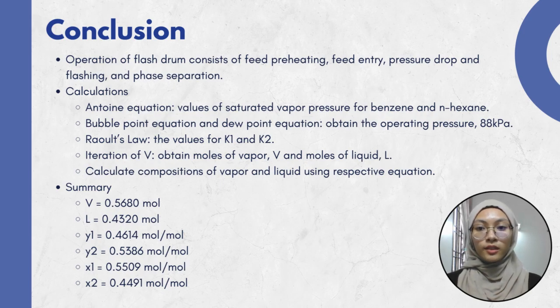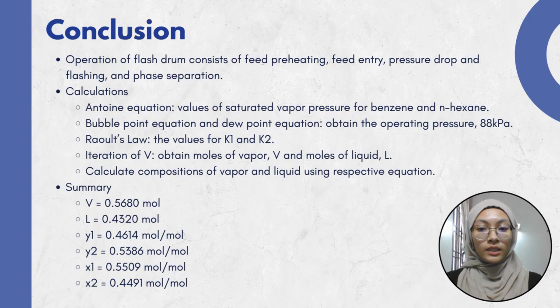In conclusion, the operation of flash drum consists of feed preheating, feed entry, pressure drop and flashing, and phase separation. For the calculation, firstly we use the Antoine equation to get the values of saturated vapor pressure for benzene and n-Hexane. Then we use the bubble point and dew point equation to obtain the operating pressure by assuming Z1 and Z2 is 0.5 mole, which we get 88 kilopascal for the operating pressure. Then we use the Raoult's law to get the values of K1 and K2.